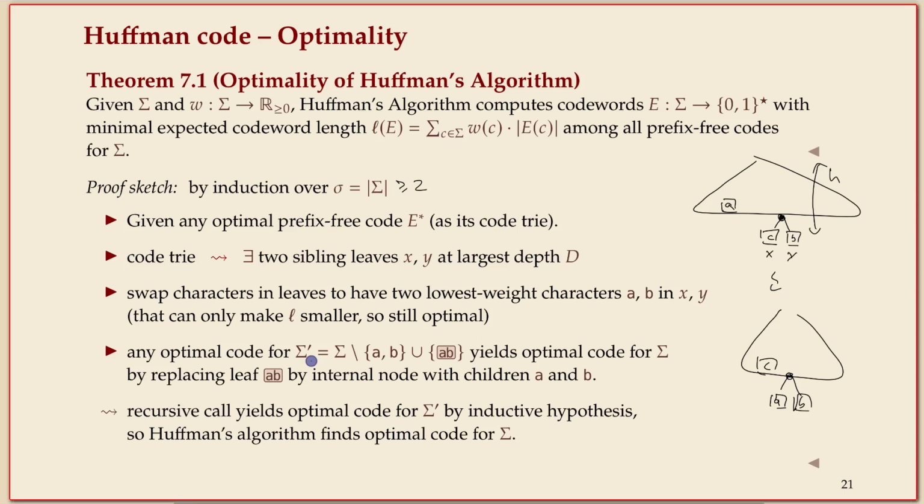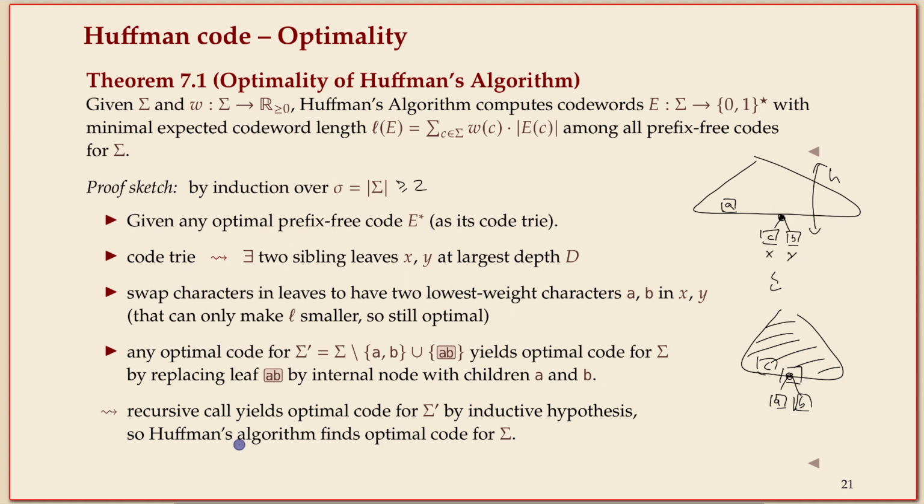So formally, if I take any optimal code for the alphabet where I remove A and B and put in this combined character, I get something like this tree on top with a leaf here with AB. If I take that code and unfold it again by replacing AB with this little cherry tree, an internal node and two leaves, then I get back a code that has the same cost as my E star. And so it has to be also an optimal tree. And that concludes the inductive step.